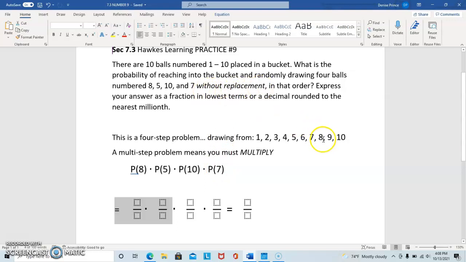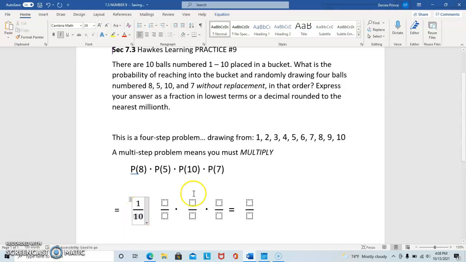So first probability is the probability of drawing an 8. Well, how many 8s are there in this list? There is 1 8 out of how many balls altogether? 10. So the probability of drawing an 8 is 1 out of 10. Now that you drew the 8, though, we're doing this without replacement, which means we leave the 8 out of the bucket. So that leaves 1, 2, 3, 4, 5, 6, 7, 9, and 10.